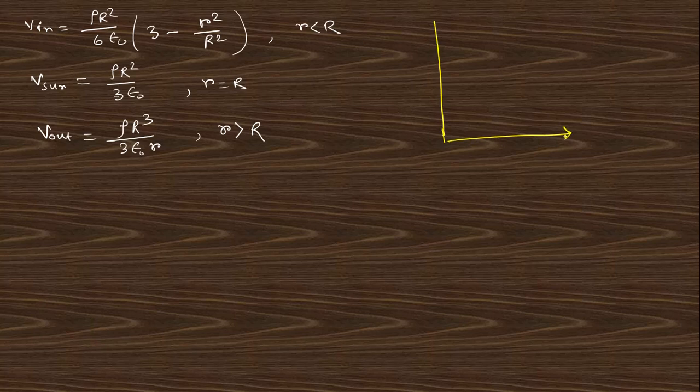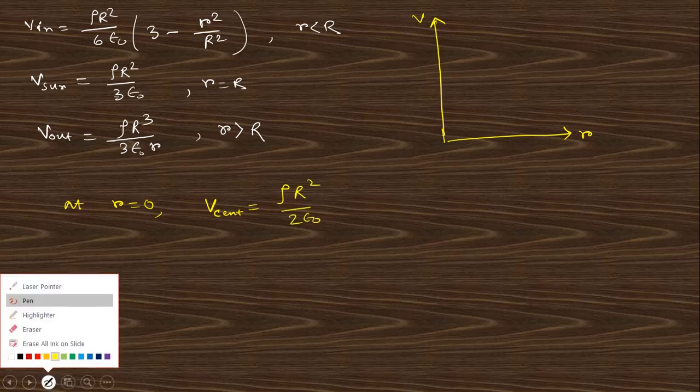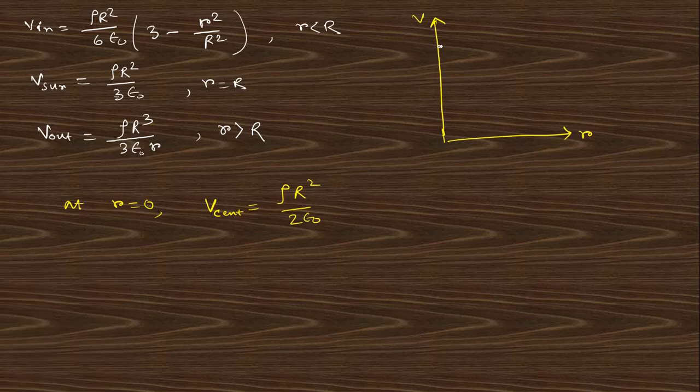Like that. This is small r and this is v. So at r equals 0, v at the center has some value, that is rho r square by 2 epsilon naught. Somewhere here, rho r square by 2 epsilon naught.